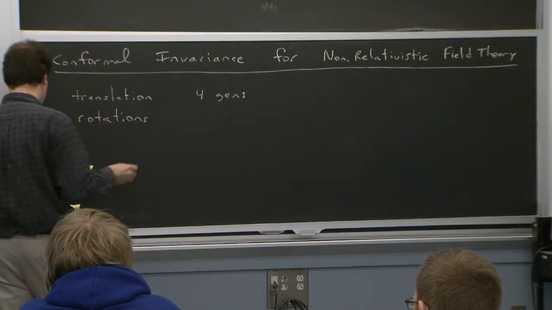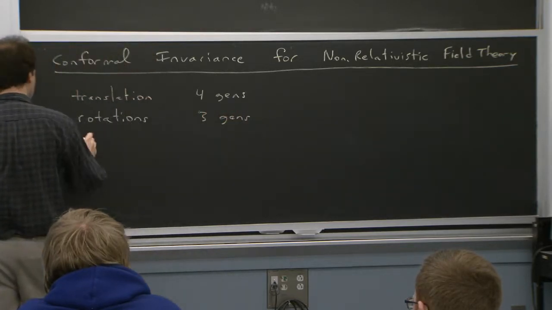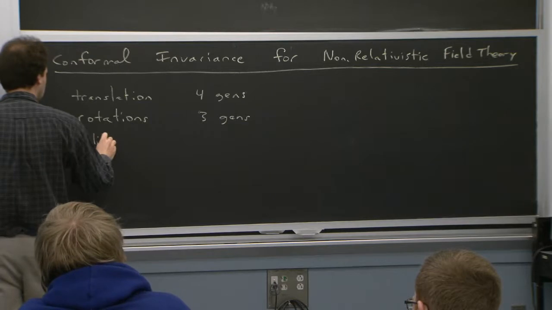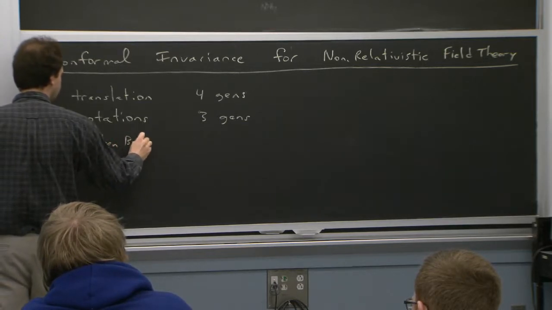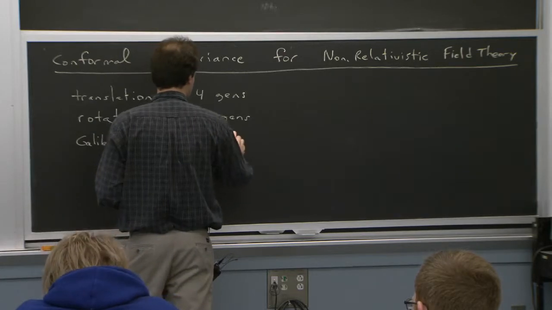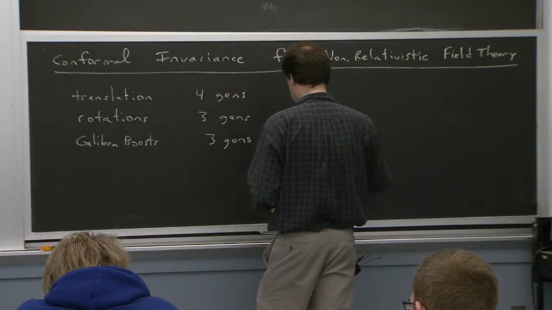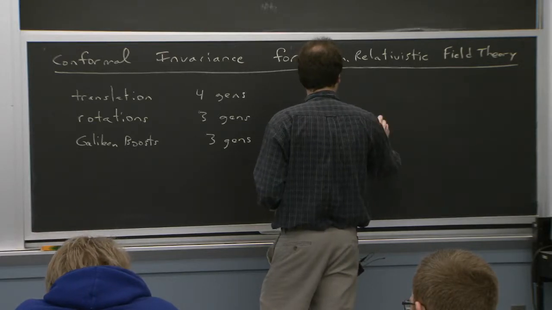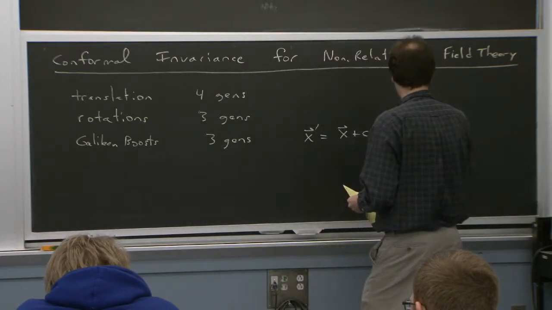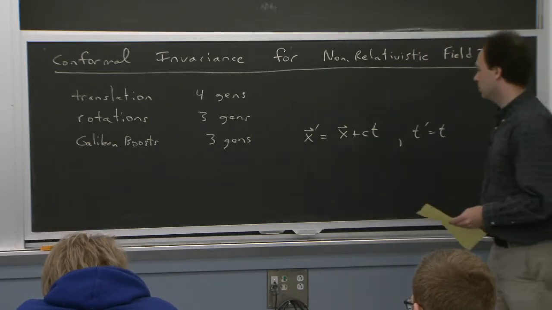So we have the usual translations. We have rotations. We don't have Lorentz boosts, but we do have Galilean boosts for a non-relativistic system like this. So what would those be? Under a Galilean boost, time is not changed, and the spatial coordinates are changed.